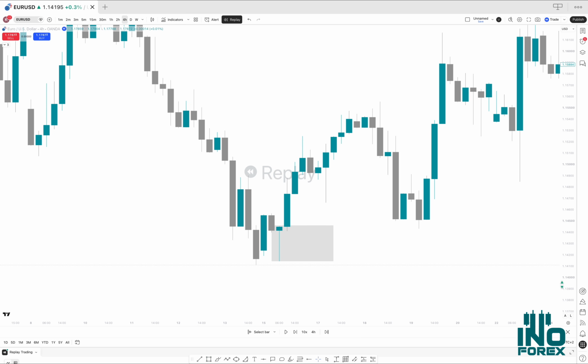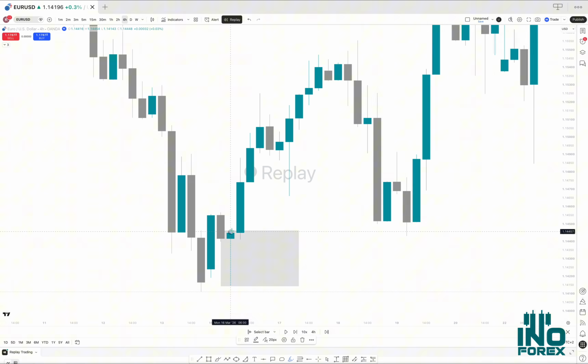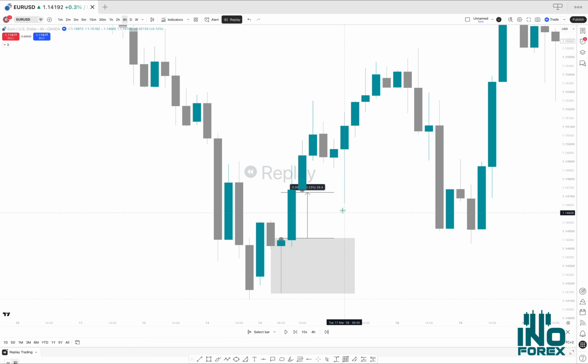So how can we find if this order block has a fair value gap? We are going to mark the high of this candlestick and the low of the third candlestick, this one. So we select our low and the high of this candlestick. You see this space? This one is our fair value gap.